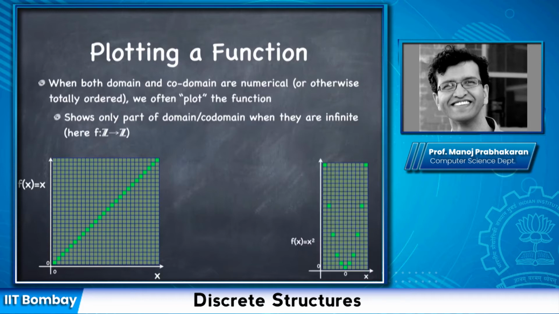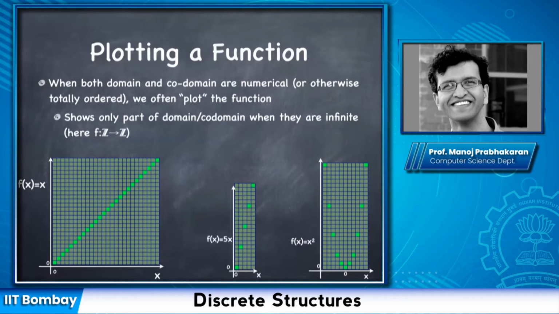Here's another example: f of x equal to x squared. Again, take the domain as integers, and the codomain also as integers. And this is what the plot looks like. You can recognize the familiar parabola here. Note that for every integer x, there is exactly one column that is switched on.